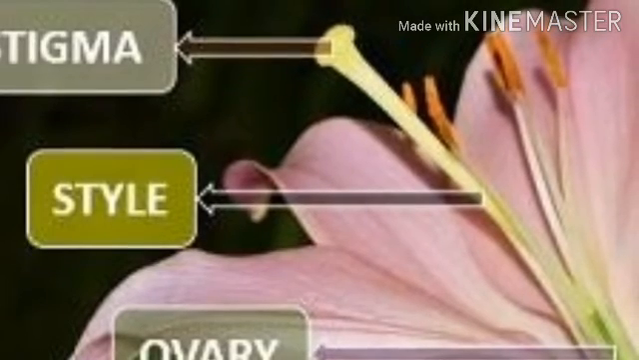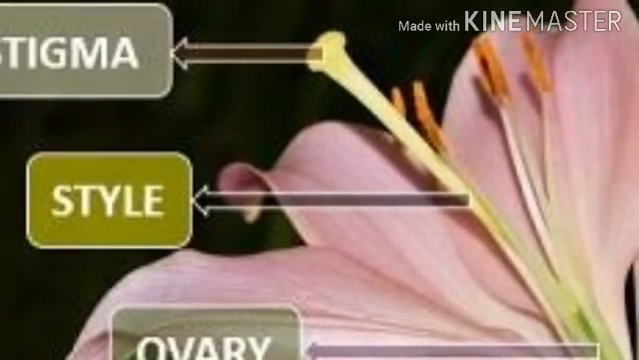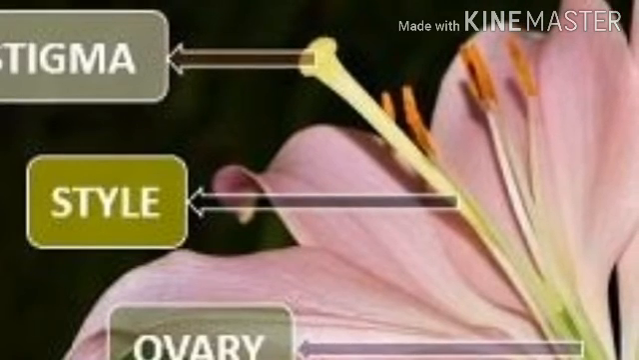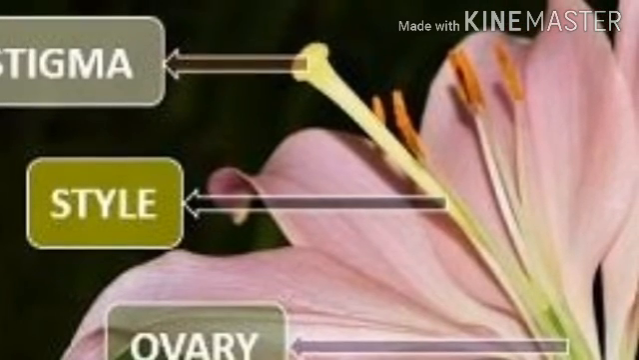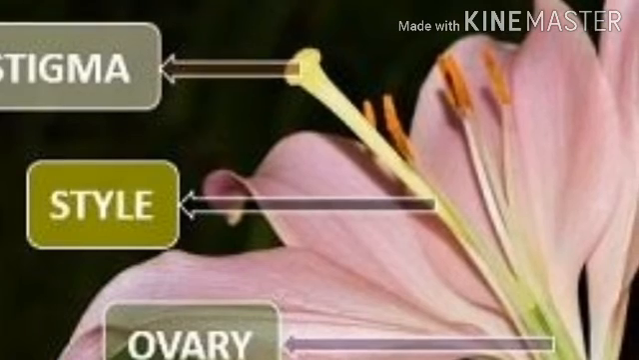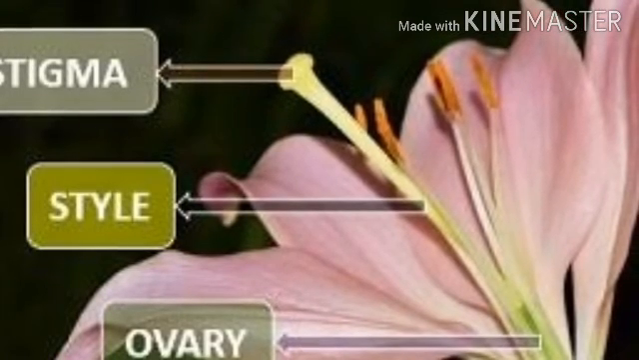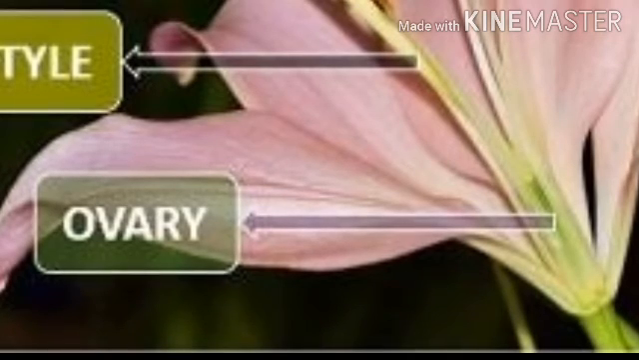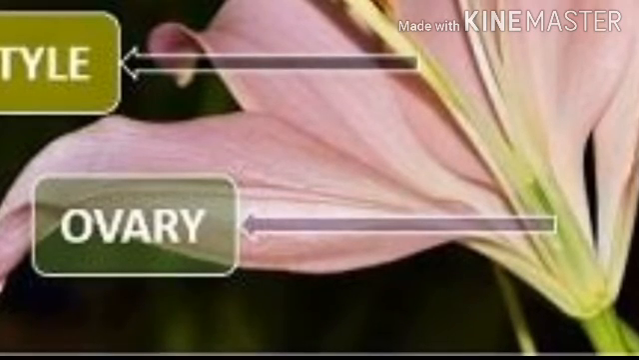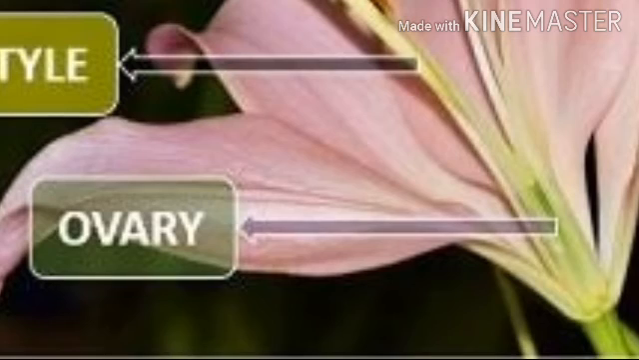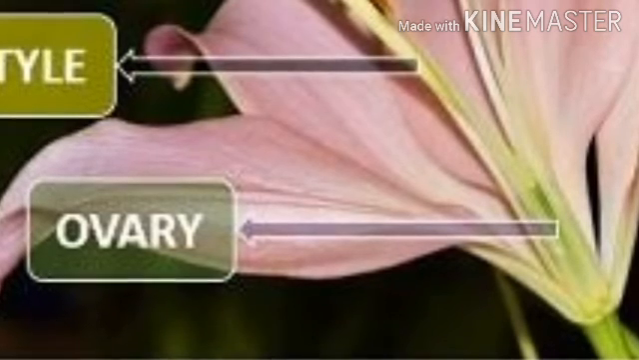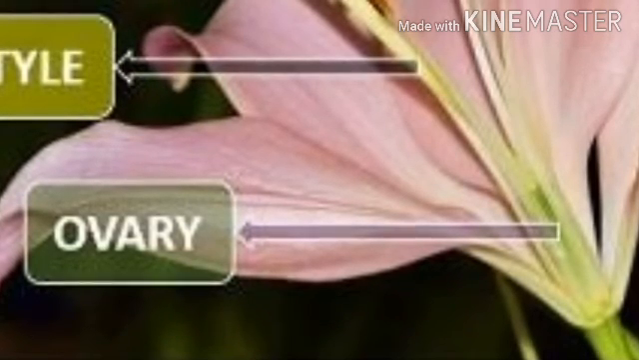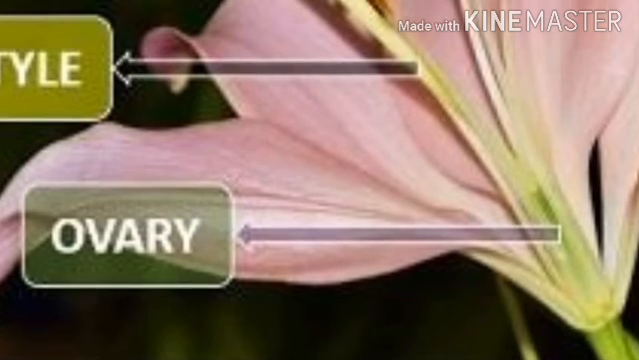The style is the thread-like structure which connects the stigma with the ovary. The basal swollen part of the gynoecium is called the ovary. The ovary bears ovules. Each ovule contains the female reproductive cell or egg.